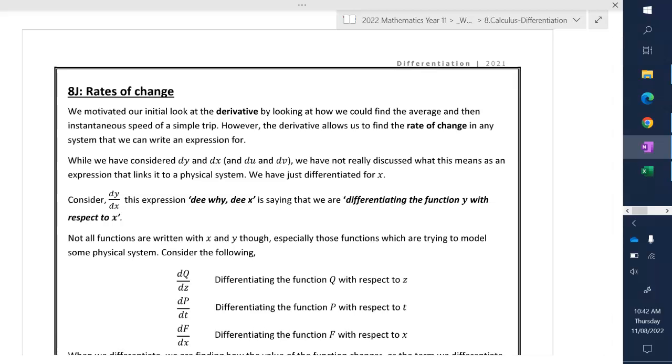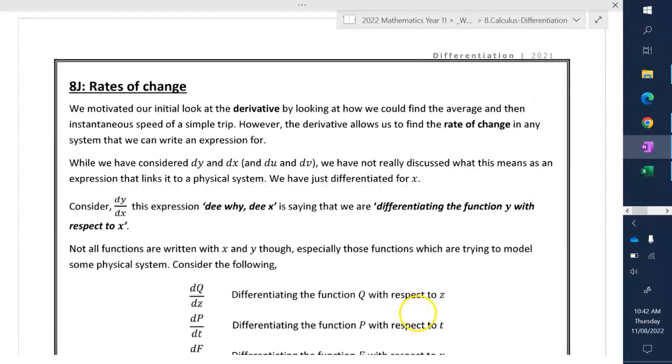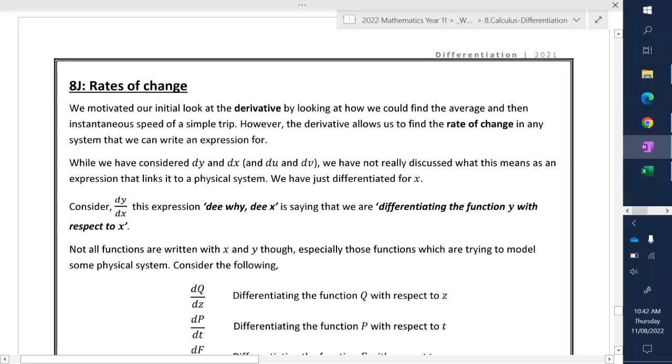Rates of Change. I guess this topic is looking at a more practical style of our differentiation, and a lot of people find this one quite a little bit harder than what we've done so far. So don't panic if it's a little bit different and harder, because it is. Okay, so let's have a look through the notes in here.